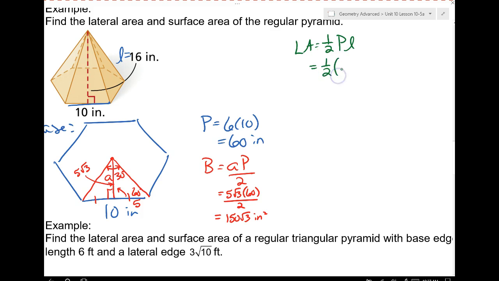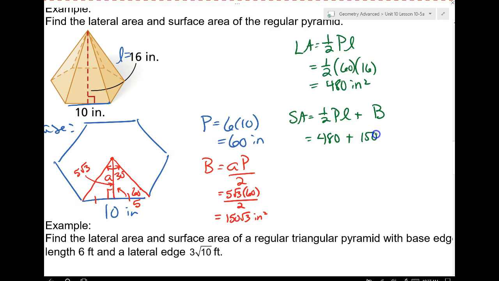So our perimeter of the base, isn't that 60? Our slant height, they told us, is 16. Someone do the math for me real quickly on that. What do we get for the lateral area? 480? Yep, awesome. So 480 square inches. Our surface area is just the lateral area plus the area of the base. So I get 480 plus 150 root 3.